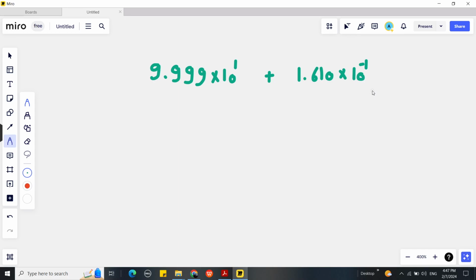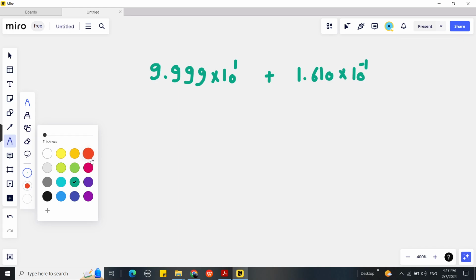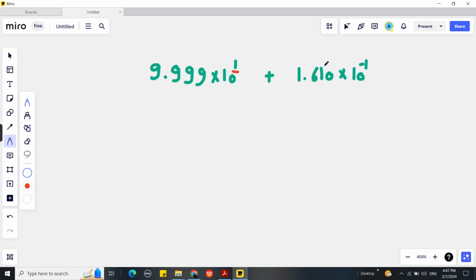First of all, you cannot add these numbers since they don't have the same exponent. As you can see here, I have a positive 1, and I have a negative 1 here. So what should I be doing? I should change this whole number so I get my power as 10 power 1. So this is negative 1, right? Let me write it again.